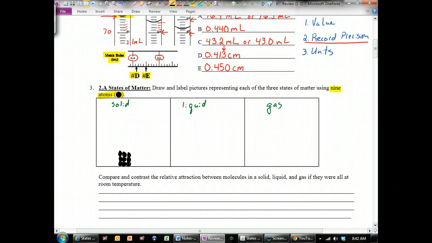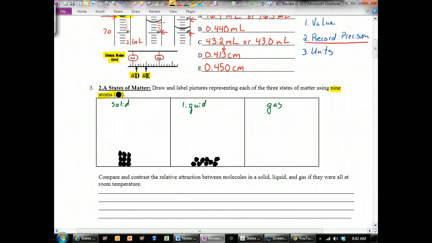As a liquid, you're going to show them all touching again, but this time they can now move around each other, and they're not going to be as organized. So I'm showing them right next to each other. You don't want to show them spaced out. One of the misconceptions people have is that in a liquid they get quite a bit further apart from each other. In a liquid, they're still pretty much right next to each other, but they're able to move around.